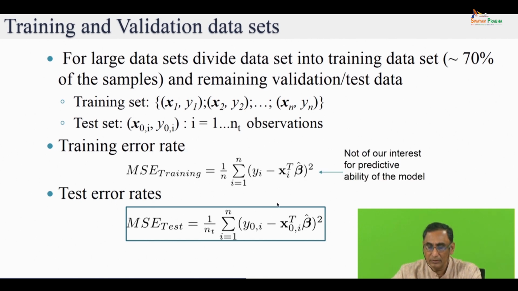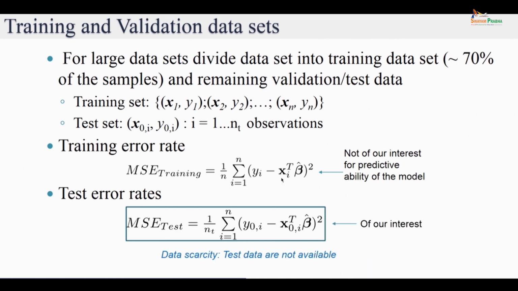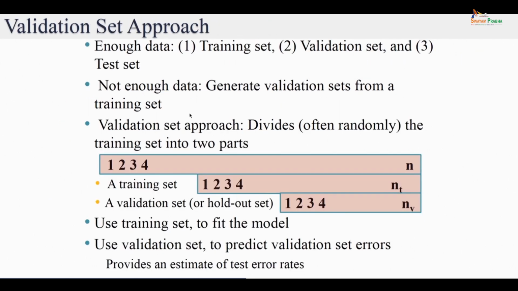This particular term, the MSE on training, is not useful for the purpose of deciding on the optimal number of parameters of the model. However, this MSE test, or the mean squared error on the validation data set, is the one that we are going to use for finding the optimal number of parameters of the model.